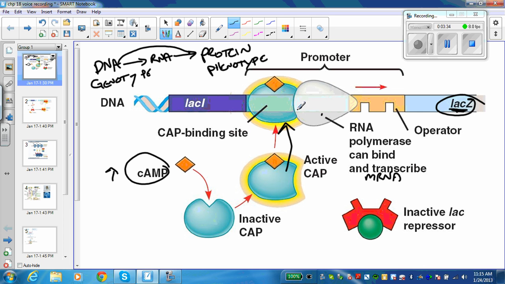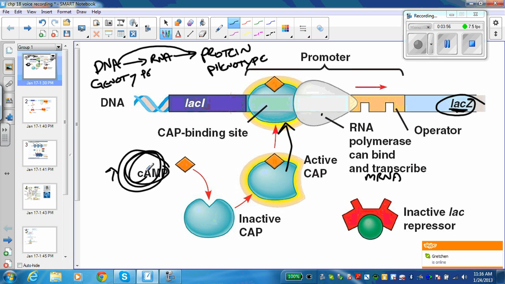Same thing here. We have a promoter region. In order for RNA polymerase to bind in, as you can see, CAP has to be bound in. So we say that cyclic AMP is an activator for this operon. So let's say that glucose in the environment for this bacteria is low. That means it produces lots of cyclic AMP.